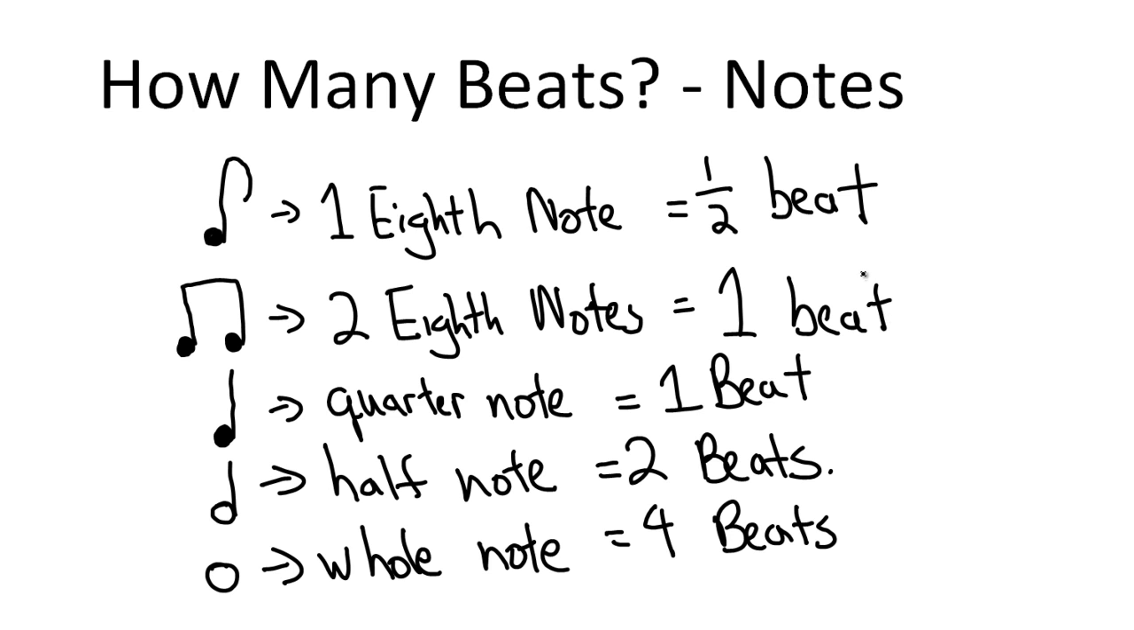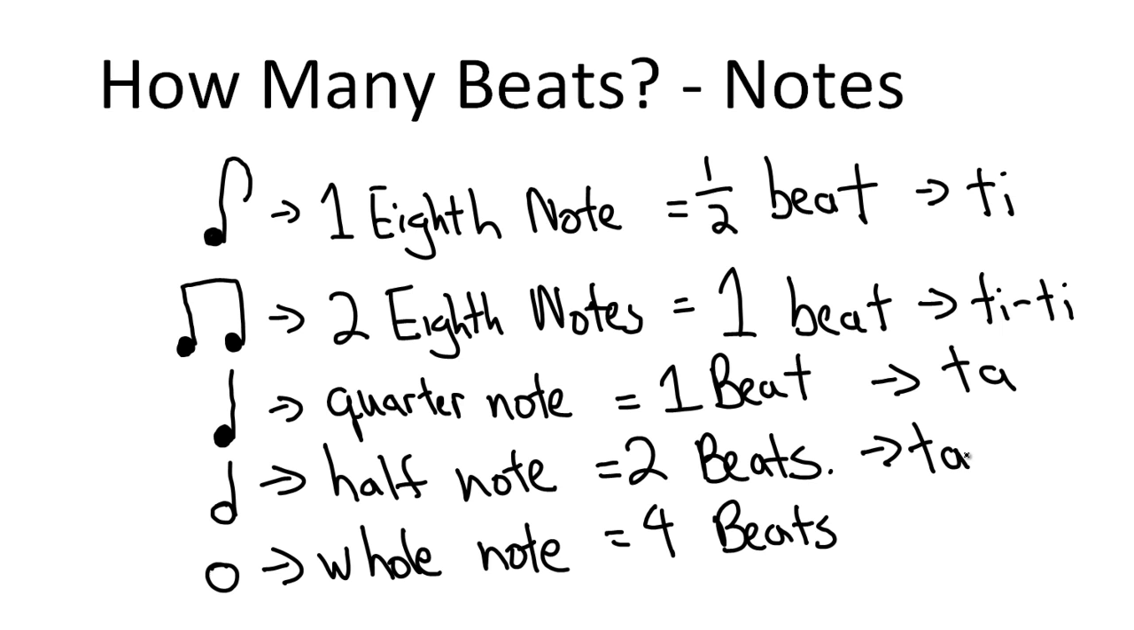So, normally when we're trying to clap beats, we sort of give them names. And we call eighth notes T's. And we call two eighth notes, well, TT. A quarter note, we call that a ta. And a half note, we call that a ta-ah. And a whole note, we call that a ta-ah-ah-ah. So, ta-ah-ah-ah. That represents 4 beats.